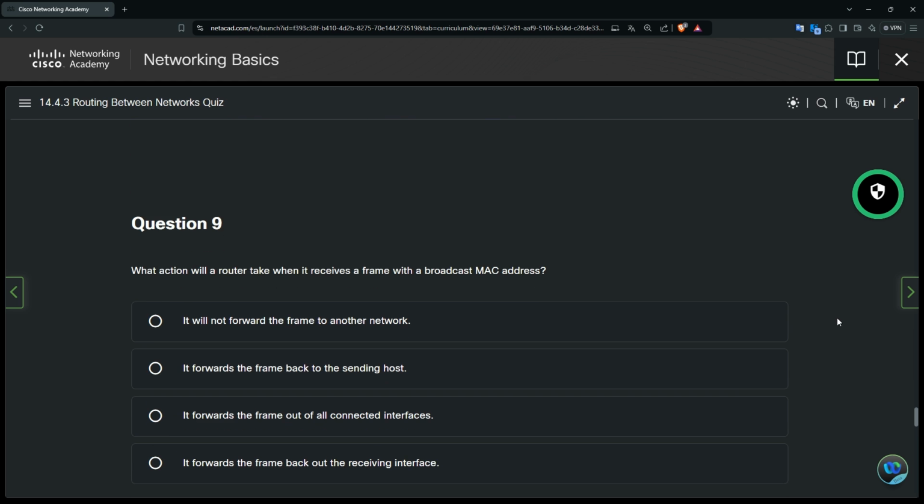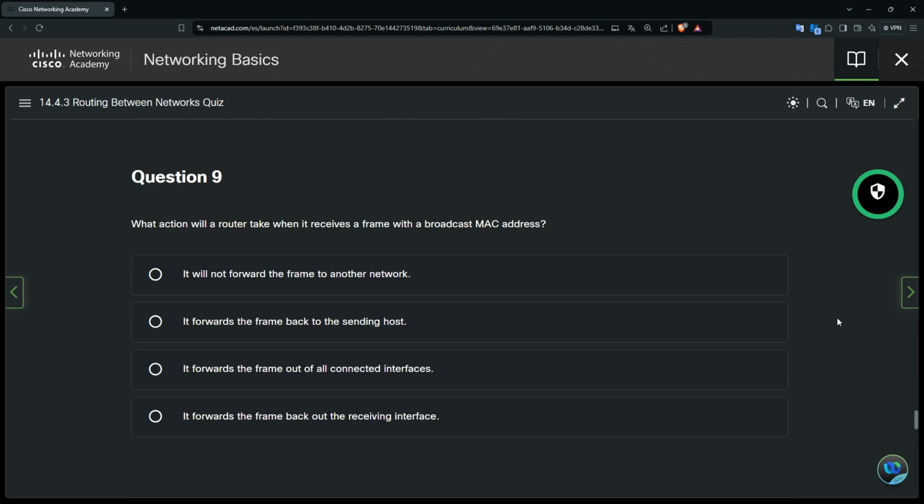Question 9. What action will a router take when it receives a frame with a broadcast MAC address? It will not forward the frame to another network. It forwards the frame back to the sending host. It forwards the frame out of all connected interfaces. It forwards the frame back out the receiving interface.